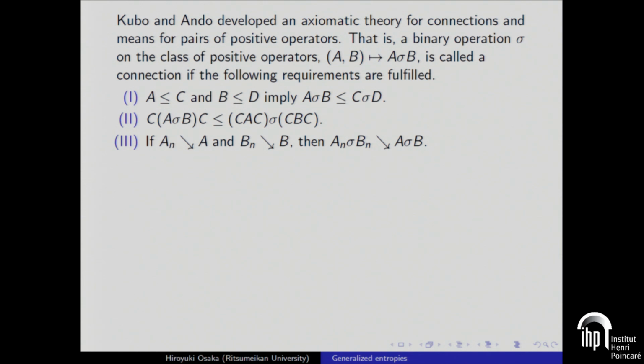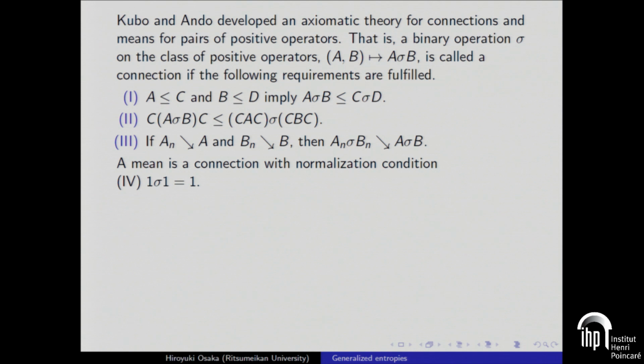The first condition is, in some sense, monotonicity. The second is also, how do I say, this type of inequality, which is very useful. And the third is the decreasing property, which is a strict topology. So if B_n goes down to B and A_n goes down to A, then A_n sigma B_n goes down to A sigma B. This one is also sometimes useful. If you use this third condition, we can assume that both A and B are invertible positive operators.